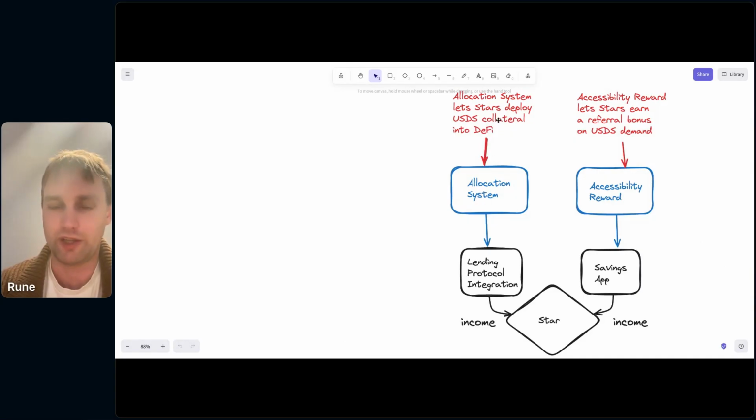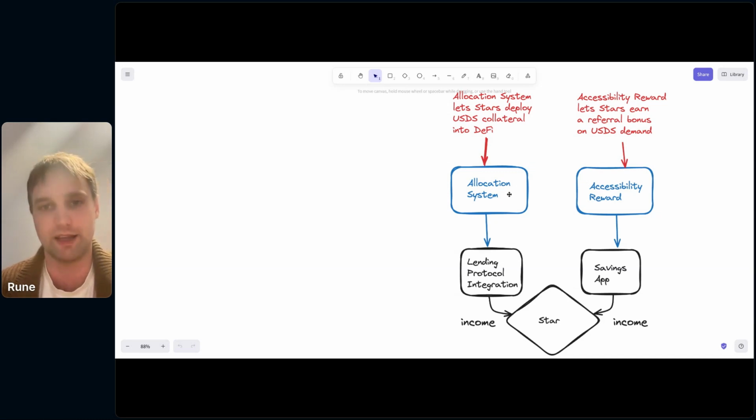A way to use the allocation system is, for instance, Spark. Spark is powering Sparkland through the allocation system. They used the Sky primitive to bootstrap an entire lending protocol. But it's also being used by Spark to deploy into Aave, for instance. So the allocation system can also be used for external protocols. You don't have to use it for the star's own internal tech.